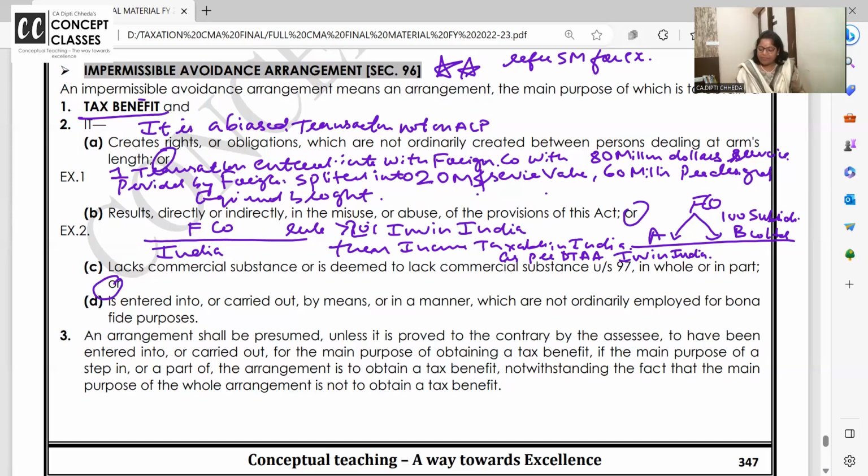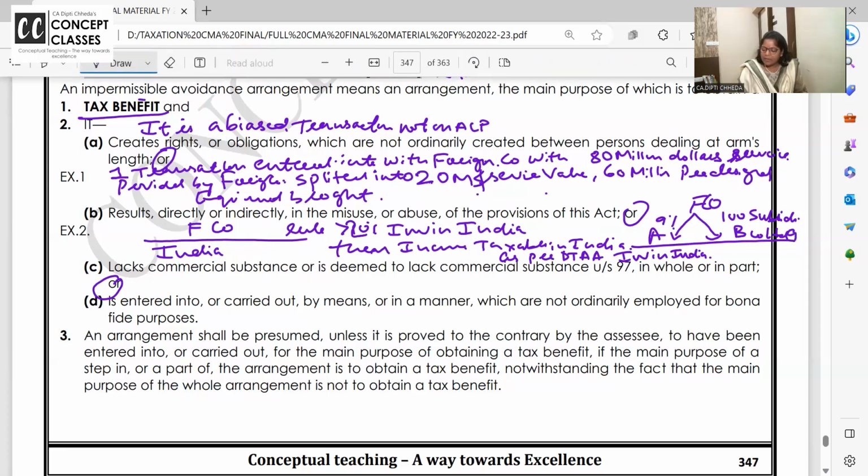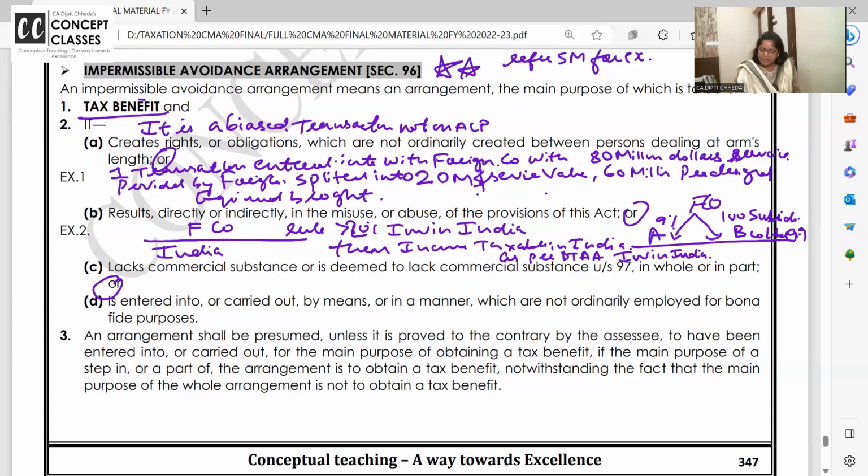Foreign company अगर directly invest करेगी above 20%, it will have to pay tax in India. So what it is doing is foreign company is investing through A company 9%, through B company 9.9%. Like this, almost 20% it is investing in India through 100% subsidiary. So are we misusing or bending the law? है ना? So this results directly or indirectly in misuse or abuse of law. Law is saying foreign company investing more than 20% in India will have to pay tax in India.